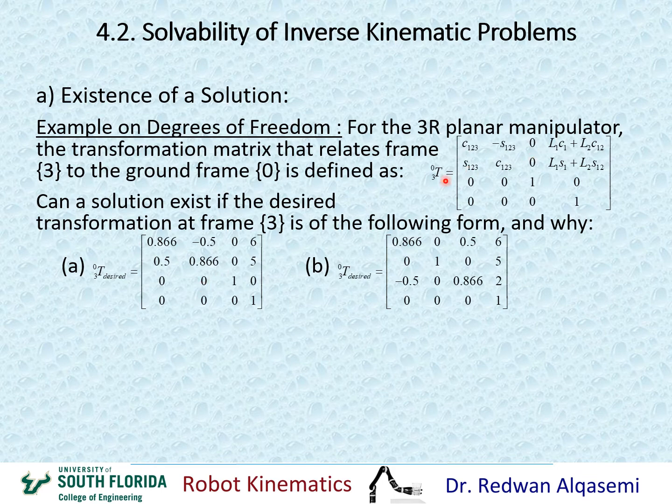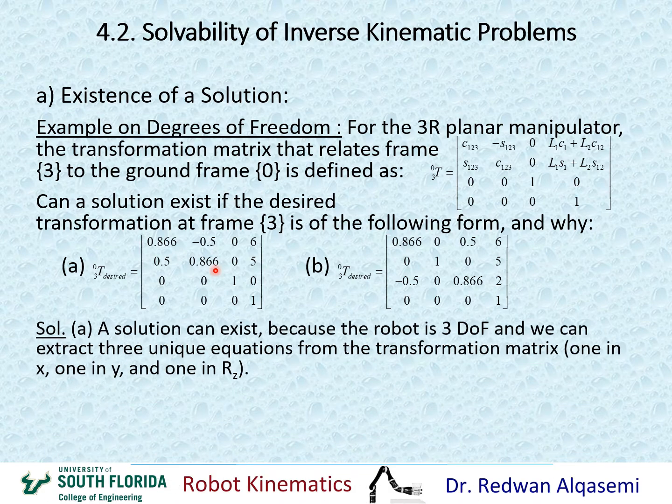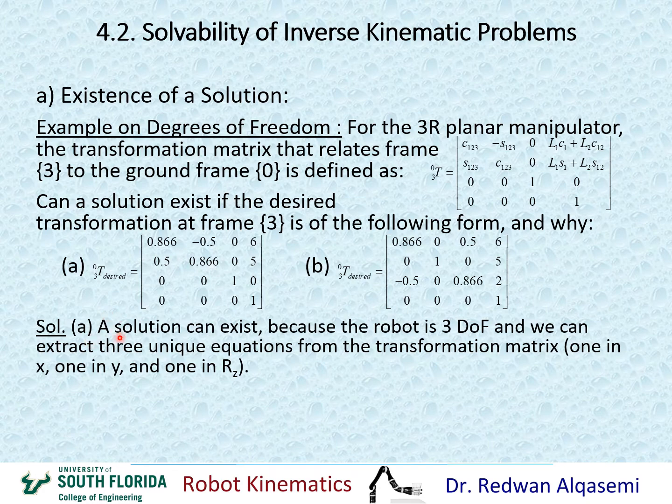So out of the comparison of these two matrices, I can form three unique equations from which I can find joint variables theta 1, theta 2, and theta 3. Okay. So for part A, a solution can exist because the robot has 3 degrees of freedom and we can extract three unique equations from the transformation matrix that we see here.